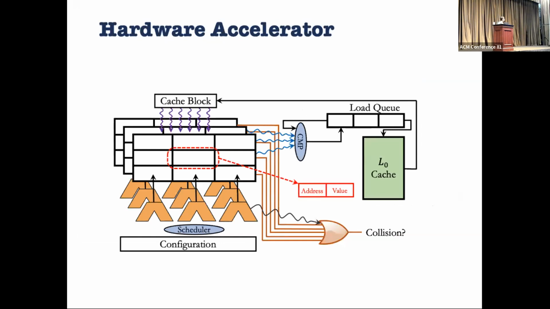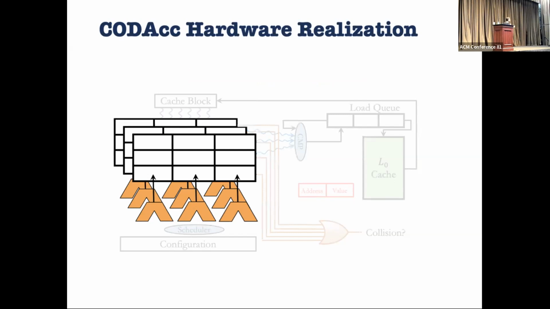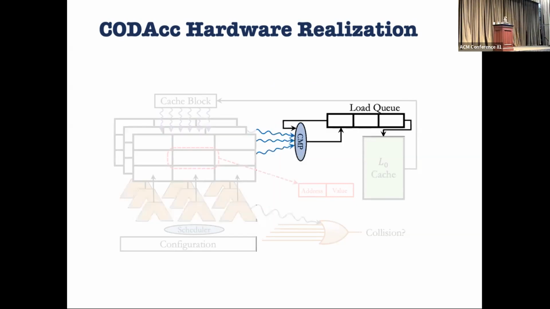So this is an overview of our hardware accelerator. I'm not going into the details of every component of it, but the most important part that results in massively parallelizing the collision detection process is this MapReduce-style address generation. Instead of performing collision detection in software and checking all those points serially one by one, this MapReduce-style address generation generates all the addresses concurrently using different hardware address generation units, and then they are reduced to unique cache blocks, and they finally enter the cache hierarchy.